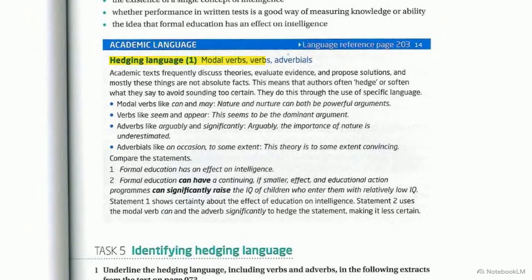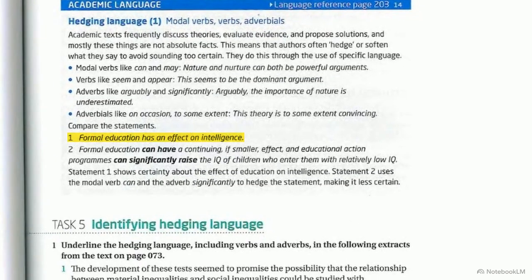The simplest way to hedge a sentence is by using modal verbs. Let's return to our original statement. By swapping the absolute verb "has" for a modal structure, we get: formal education can have a continuing effect.